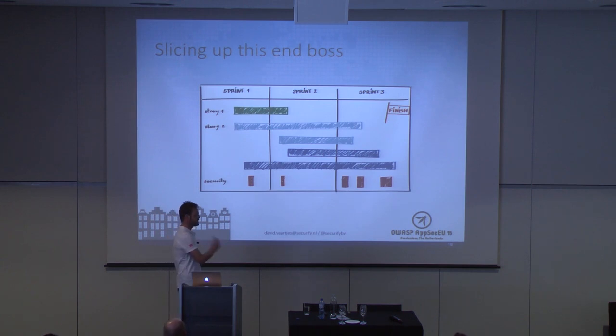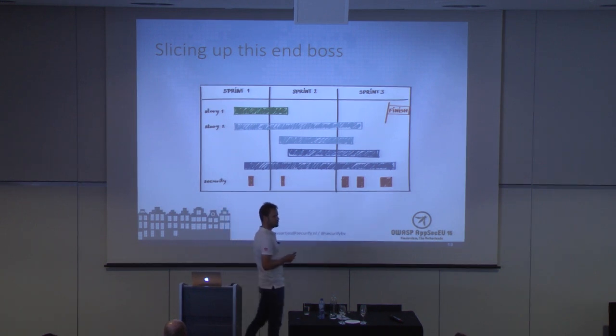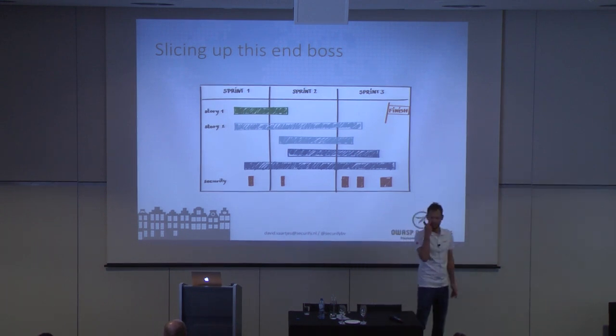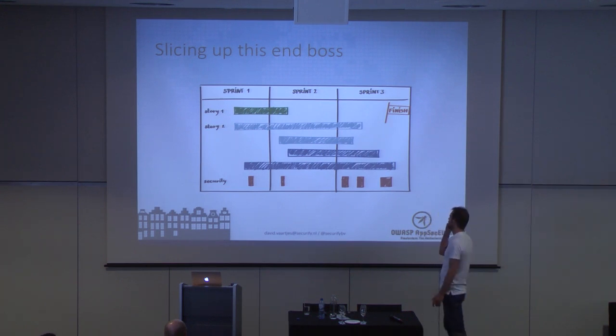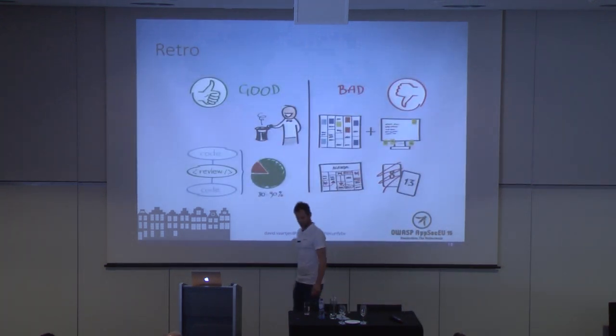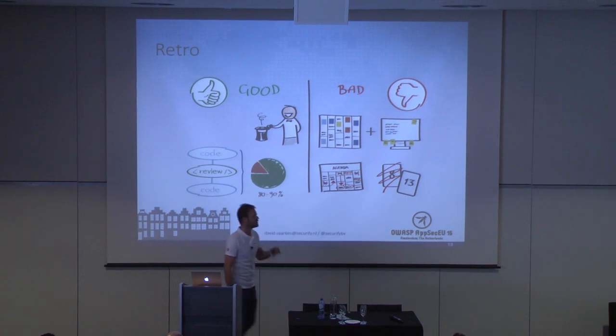So basically what we did is slicing up the end test into little pieces. So we were doing a bit of agile security reviewing here already. It wasn't perfect because this is horrible to plan, but it looks way better than the blocking end test, right? So let's do a quick retro: where we are, what's good, and why we need some improvement.